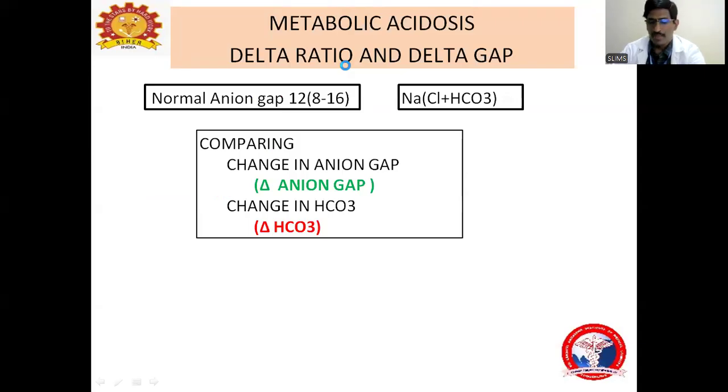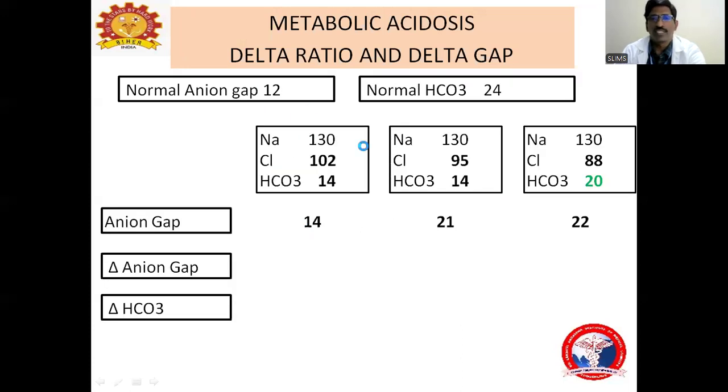Now coming to the important point, delta ratio and delta gap. We have understood what the normal anion gap is: 12, range 8 to 16. You calculate it as sodium minus chloride plus bicarbonate. Now we are going to compare the change in the anion gap versus the change in the bicarbonate, that is, delta anion gap by delta bicarbonate. Now look at this example. First example: 130, 102, 14. The anion gap is 14.